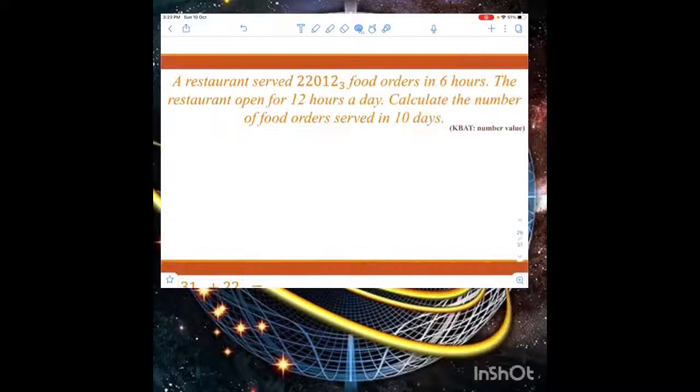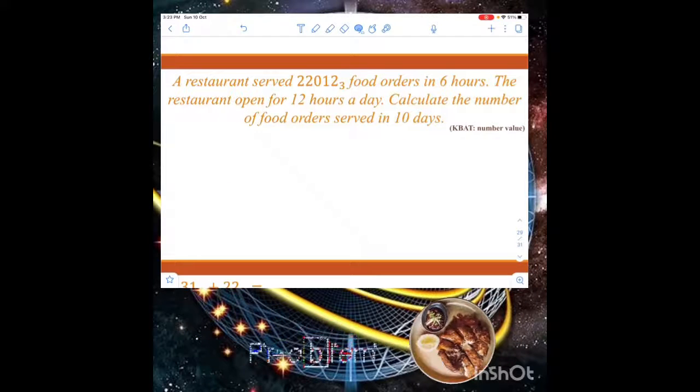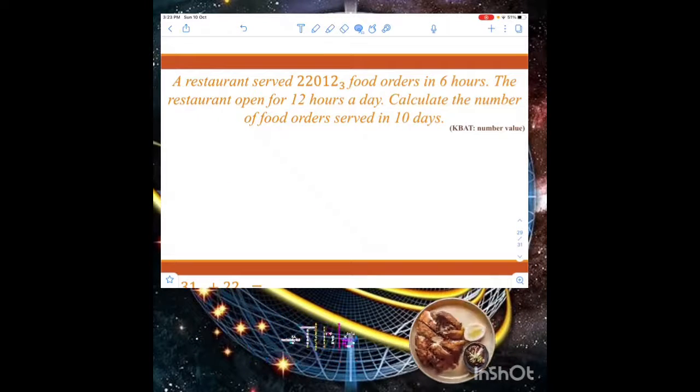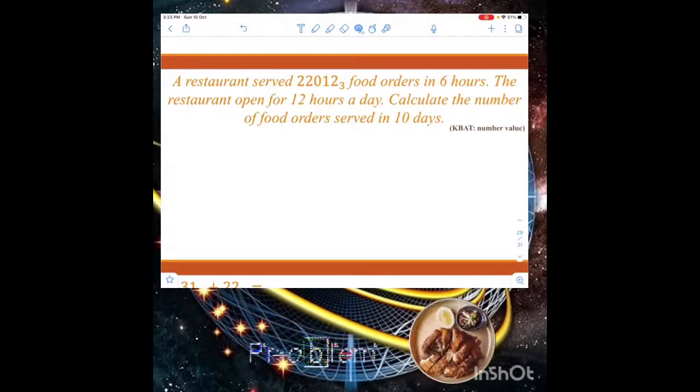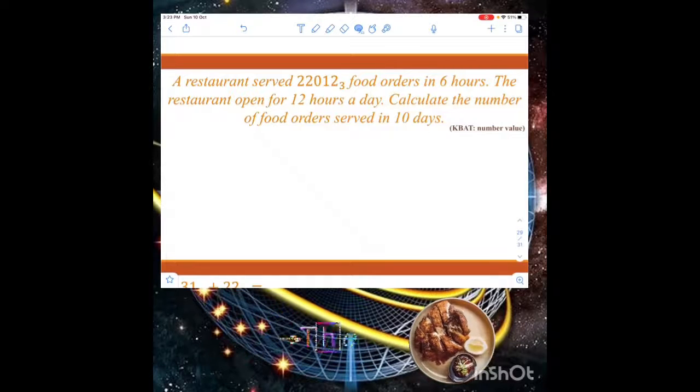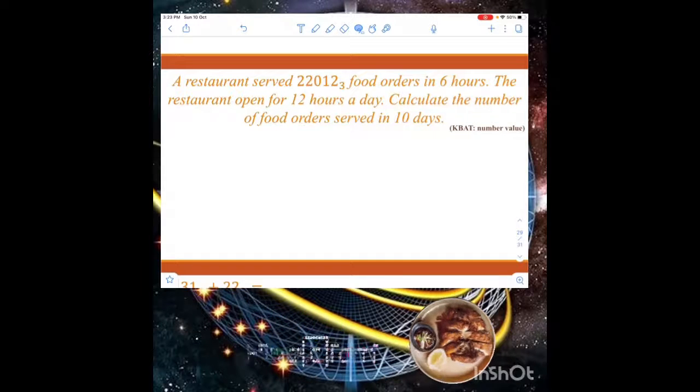Next example that we're going to look into is a relatively long question, and these questions also give us an insight that they have the potential to come out in paper 2. So we cannot write off the possibility that number base can come out in paper 2. If it comes out, it is possible to be integrated in section C. Okay, we go to the question.